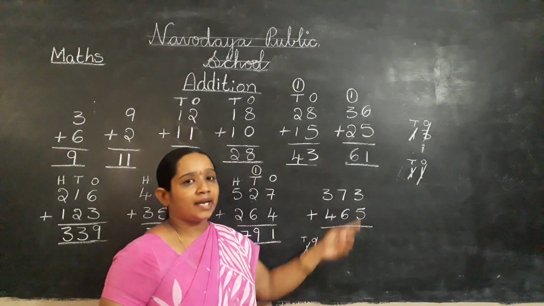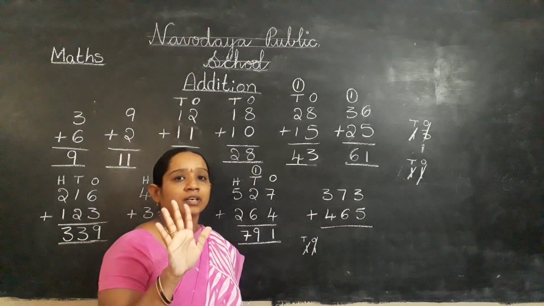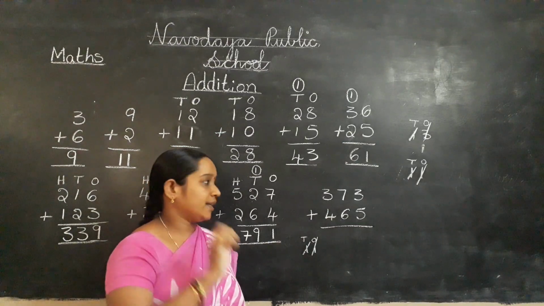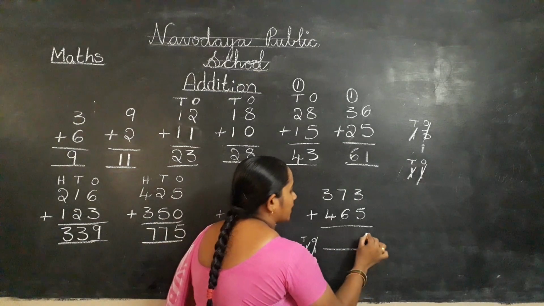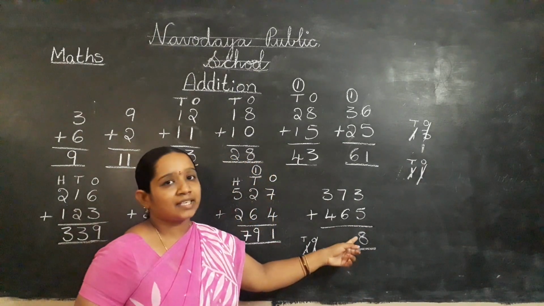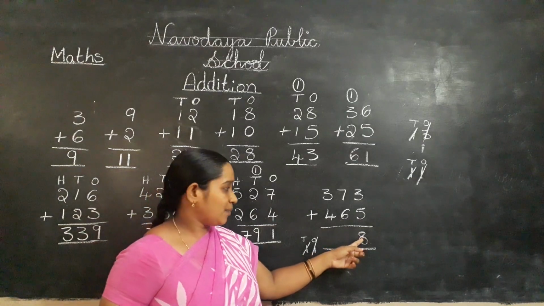Next, 3 plus 5. Keep 3 in mind, take 5 fingers. 3 after: 4, 5, 6, 7, 8. 3 plus 5 is how much? 8. Here no carry is there. It is only a single digit number. That's why we write it in the ones place.